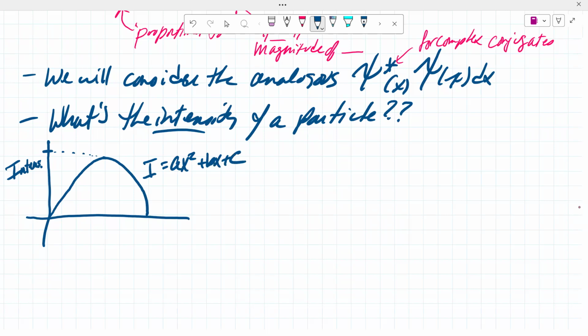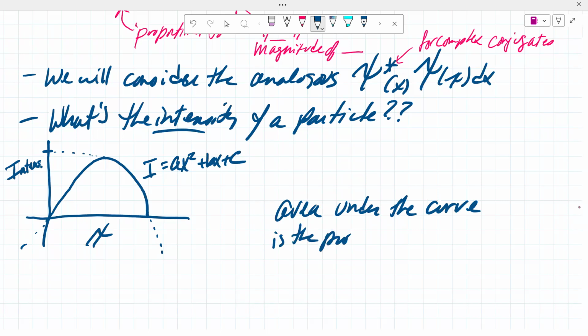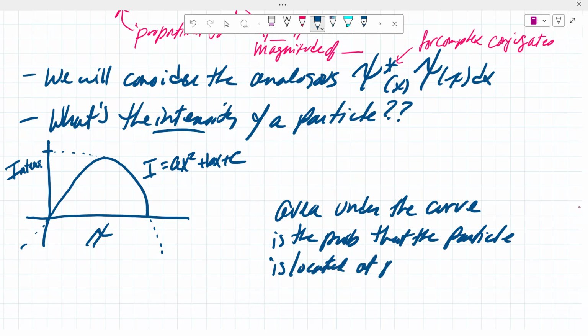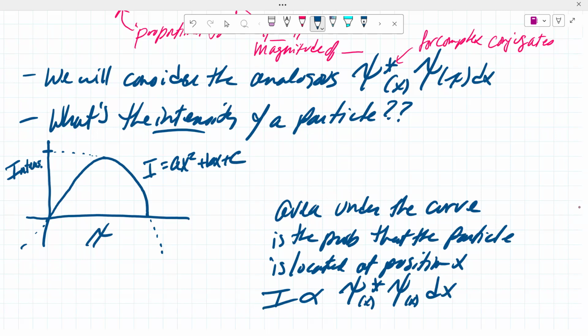Well, the intensity is going to be some kind of upside down parabola. Now, the thing is the negative part doesn't actually mean anything. Here's the x-axis, and here's the intensity over here. See, what we're actually going to be interested in is the area under the curve. The area under the curve is the probability that the particle is located at position x. I is proportional to psi star psi dx.